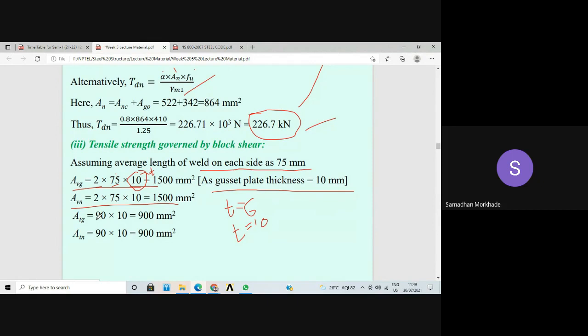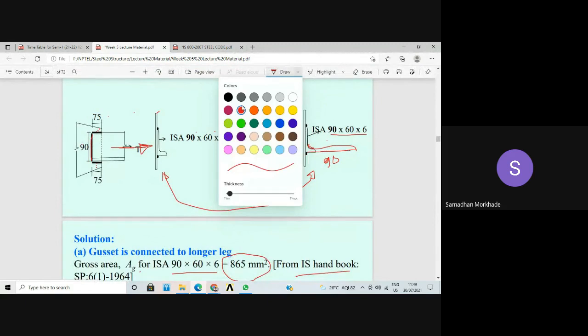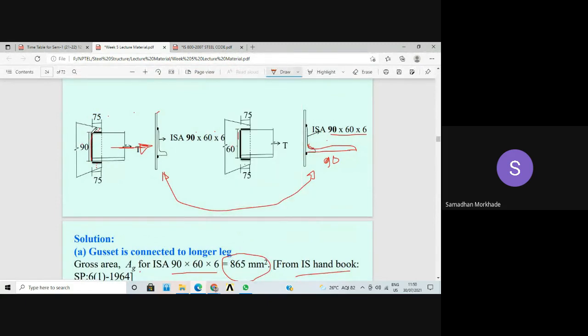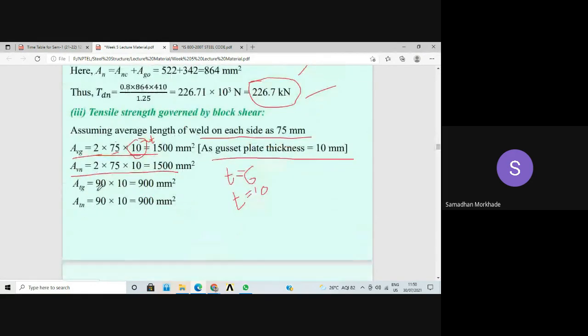Okay, now we see this is the shear line. I will show you on this figure. This line is 75, plus this is 75. So this is the length of the shear line, 75 plus 75, into the gusset plate thickness. Now this is tension, 90. So 90 into 10 is the ATG, and ATG is equal to ATN. Gross area is equal to net area. So compared to a bolted connection, it becomes very simple.